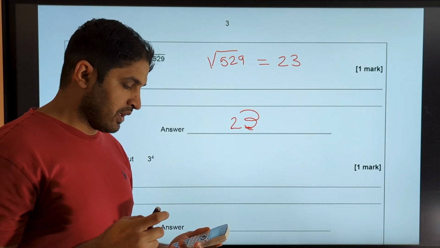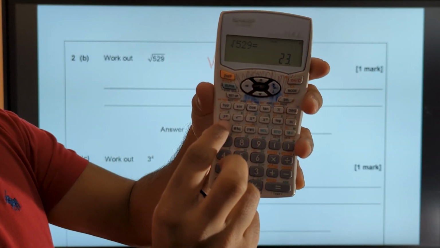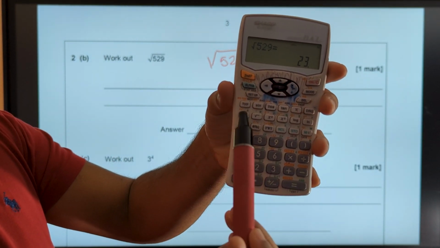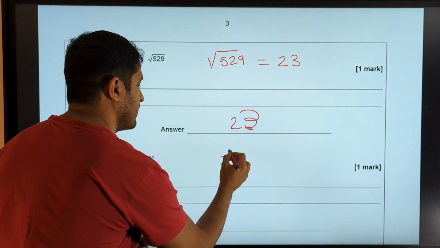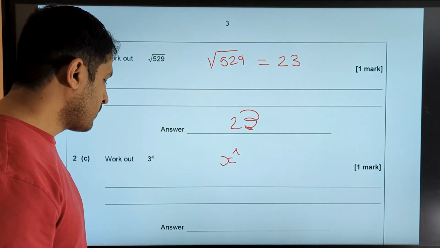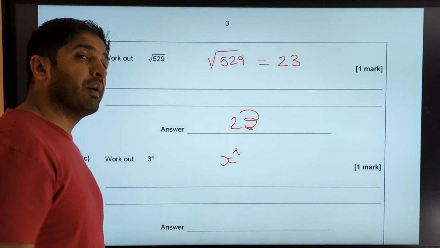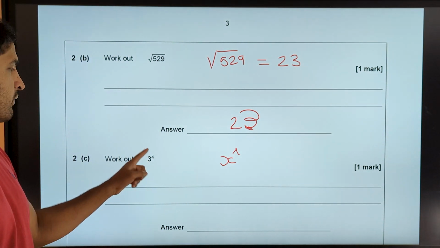Right, the next one again is a calculator question. Some calculators have this kind of button, y to the power x. This one here is what you can use. Some calculators will have x with this symbol there. Depending on what calculator it is, the important thing here is you need to understand what 3 to the power 4 means.